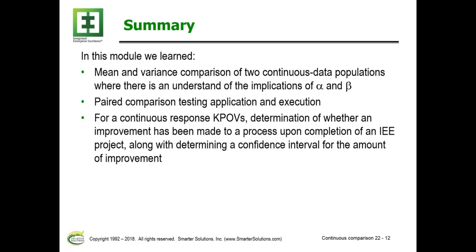Before you can do a paired comparison test, you really have to have a certain type of situation like the one I just described, where the transaction or whatever you're looking at goes through both of the processes. We also talked about continuous response key process output variables, determining whether an improvement has been made to a process upon completion of a project, and we can also get a confidence interval on the amount of improvement that we made through the project.